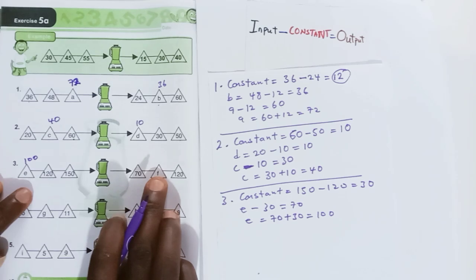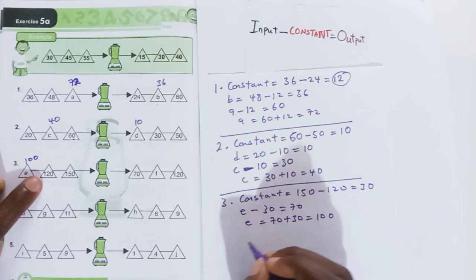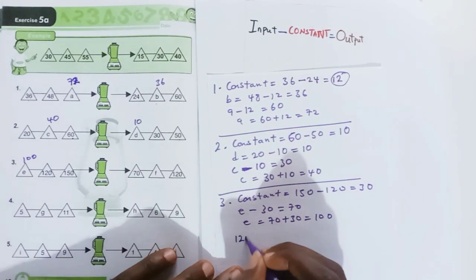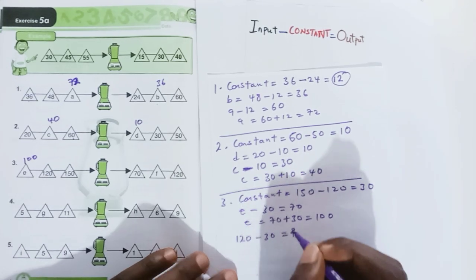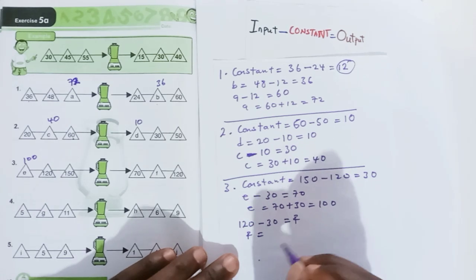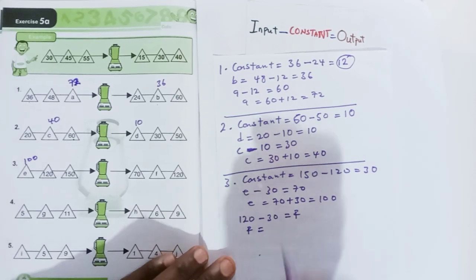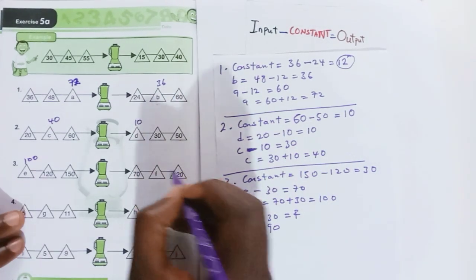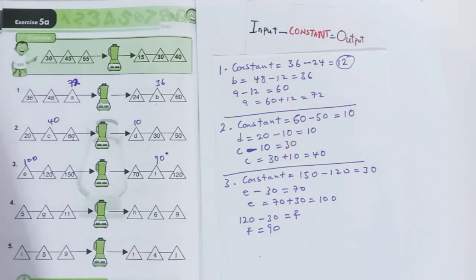Finding F now. F is in the second position, with input 120. So 120 minus that constant, what's our constant? 30. Should give us F. So F will be equal to 120 minus 30, which is 90. So F will be 90. All right, so basically that is how you solve those examples. That's how you solve those exercises.